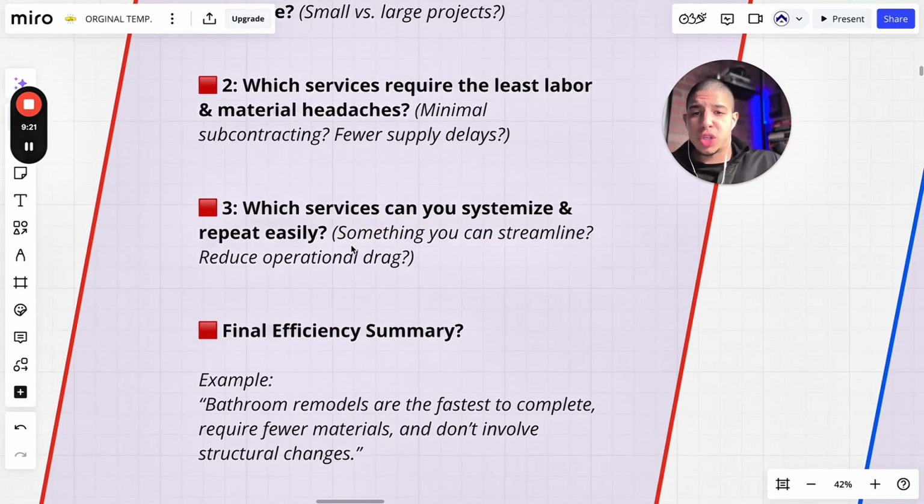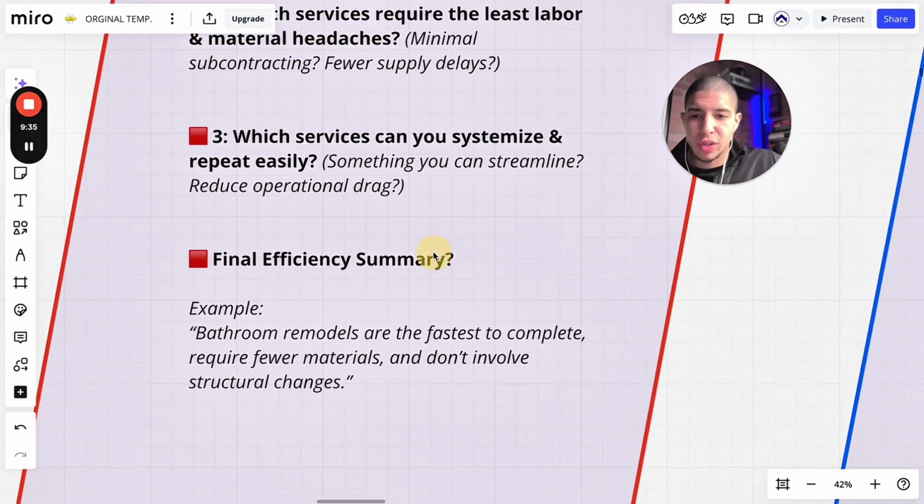Number 3, which services can you systemize and repeat easily? Almost like productizing your service-based business, right? Something you can streamline, reduce operational drag, reduce the calling this guy, calling that guy, we all know how it is, right? Final efficiency summary.